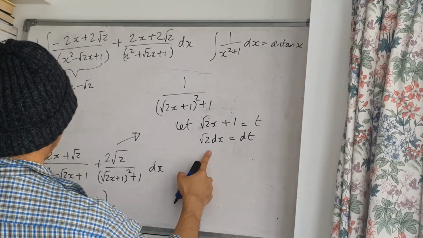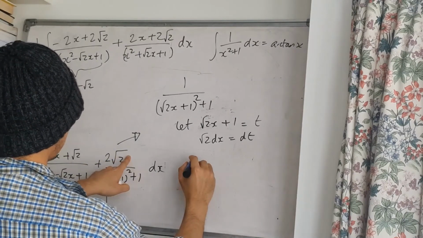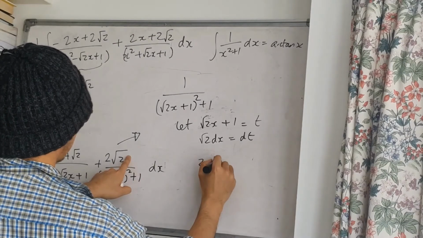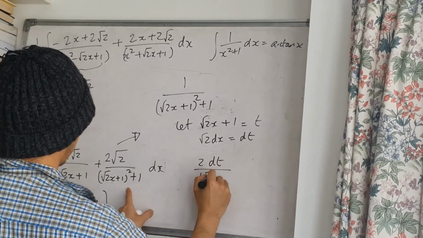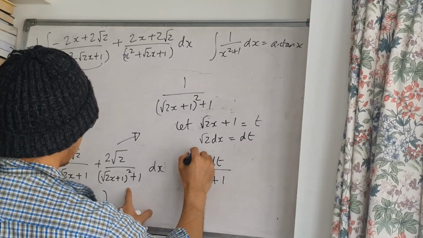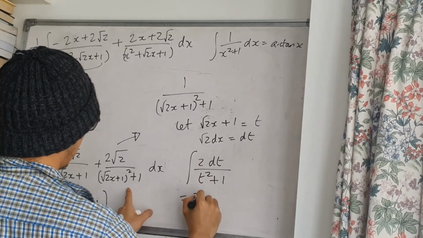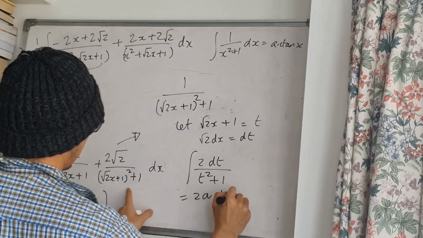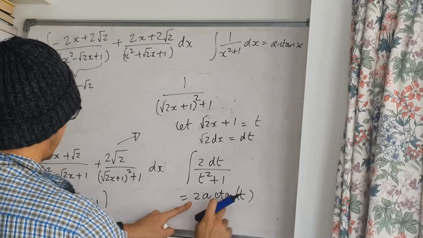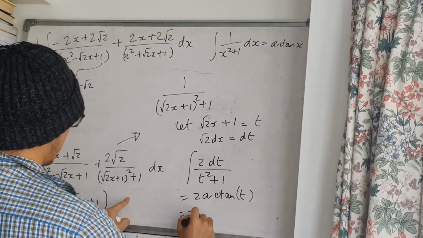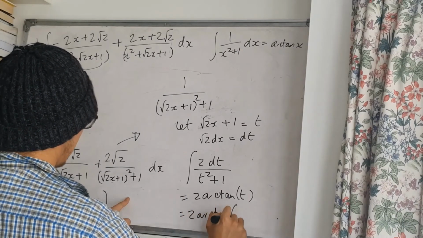Can you see that you've got 2 root 2 dx? All you have to do is just multiply by 2. So now you're just left with 2 dt, because 2 dt would make 2 root 2 dx. So you're just integrating 2 dt divided by t squared plus 1. So you're just left with 2 inverse tan of t, or 2 arctan t. And you know that t is root 2x plus 1. Substitute that back in.